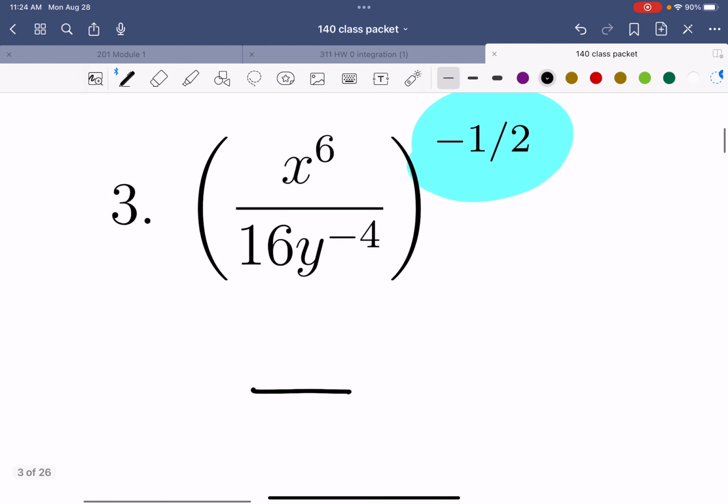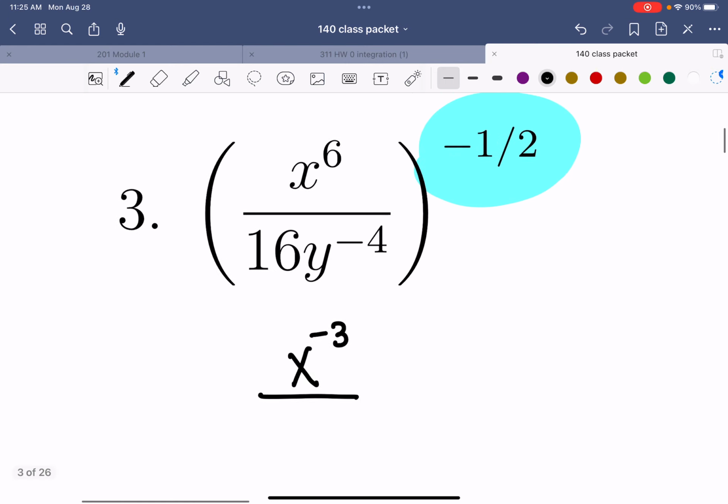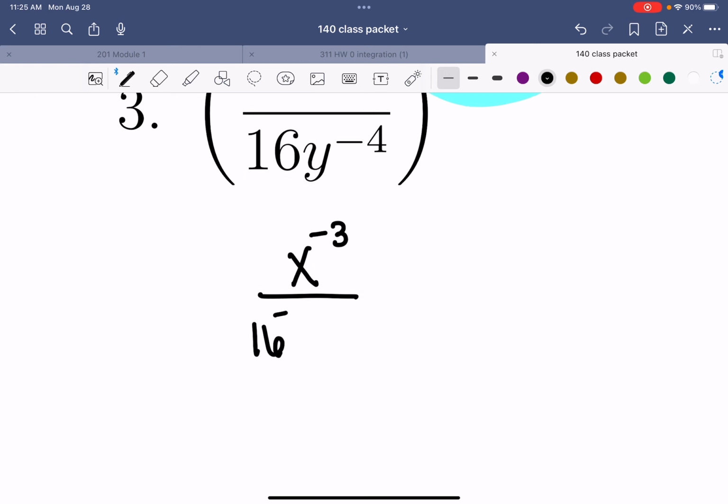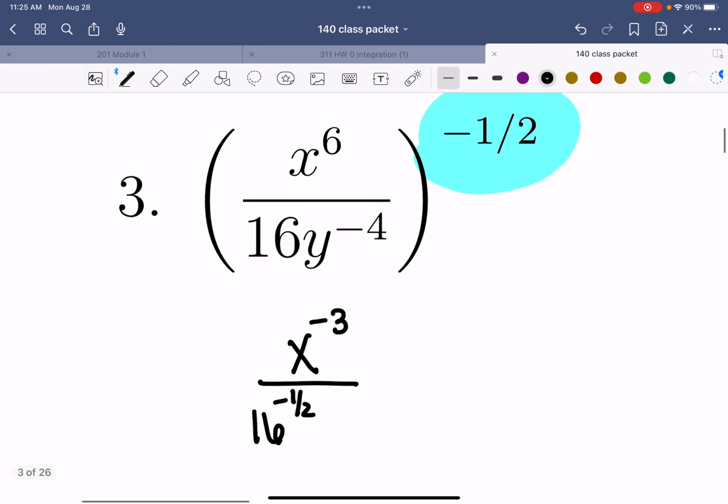So if I do that to the top, then I'm taking x to the 6th to the -1/2 power. So I'm going to multiply my powers, and 6 times -1/2 is going to give me -3. On the bottom, I'm taking 16 to the -1/2 power. Then I'm taking y to the -4th to the -1/2 power, and that means I'm going to multiply those two exponents, and -4 times -1/2 gives me a +2. So now I've taken care of that piece.